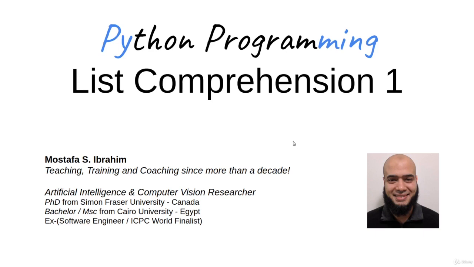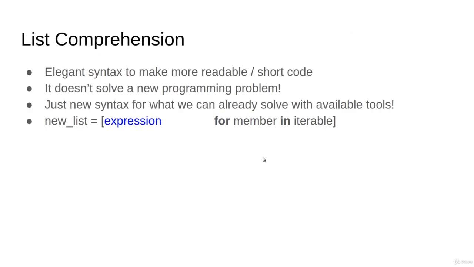List comprehension is one of the nice features in Python. It helps us to create more readable and short code. The list comprehension doesn't solve a new programming problem.